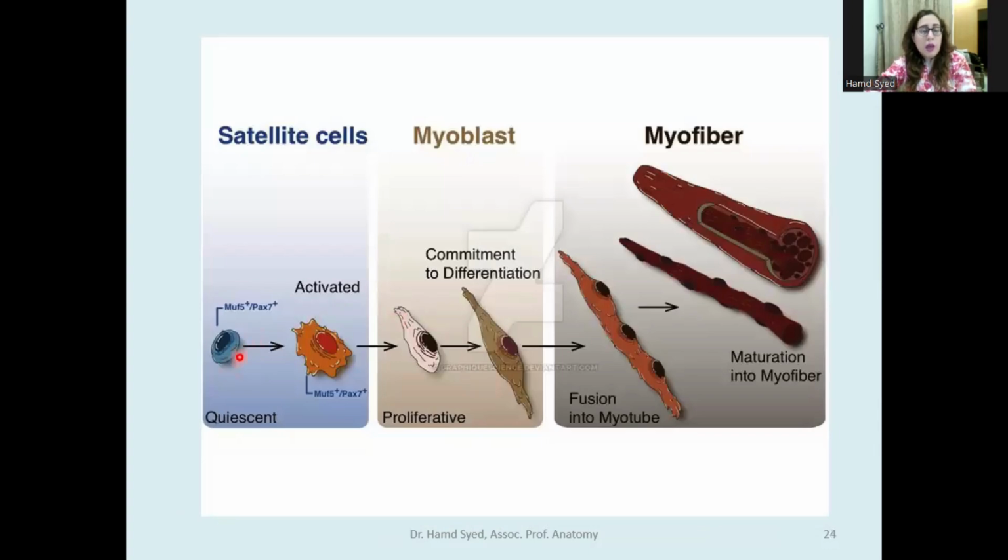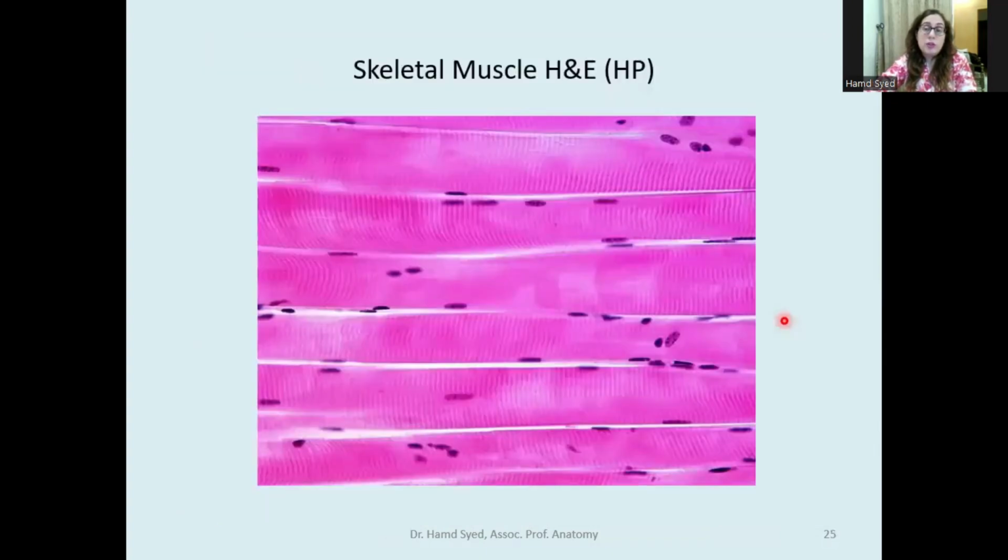So here we can see we have the quiescent cells. When they're activated, they are going to now differentiate, and once they're committed to differentiation, they are known as the myoblasts. Myoblasts are going to fuse, and because they fuse, that is why the myotubes now are multinucleated and they mature into the myofiber. So a single muscle cell, skeletal muscle cell, is multinucleated. The cross striations are due to the presence of myofibrils within the myotubes.